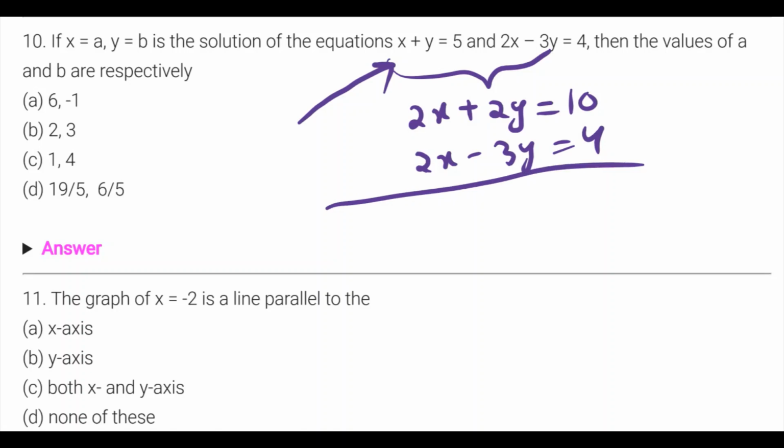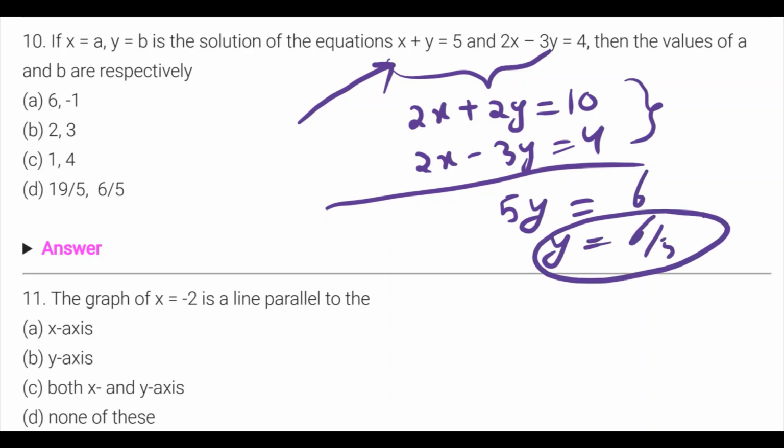In this chapter, to solve these linear equations, we have three methods. One is the substitution method, and the next is the cross multiplication method, and third is the elimination method. So we can follow anything. So subtracting these two equations, 5y equals 6, y equals 6 by 5. So this one is enough now. So option D is the only one where y equals 6 by 5.